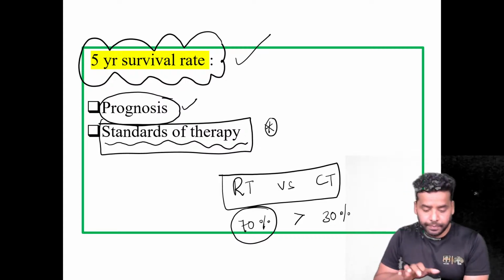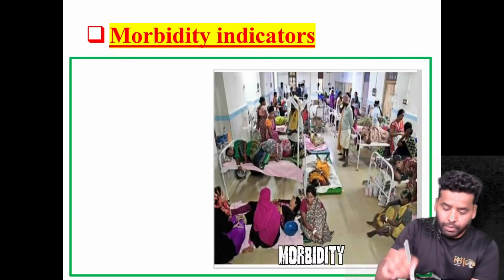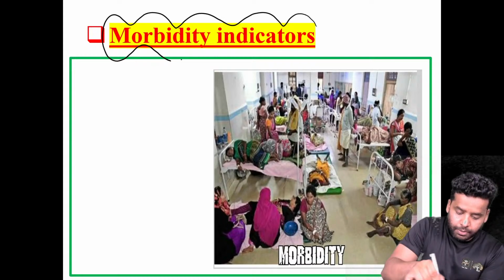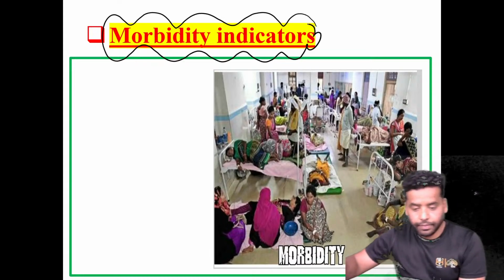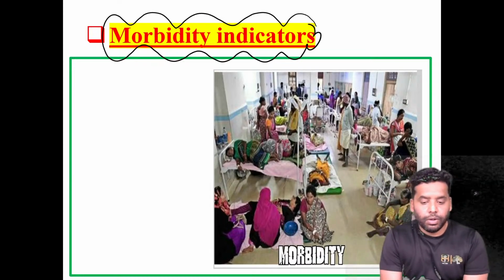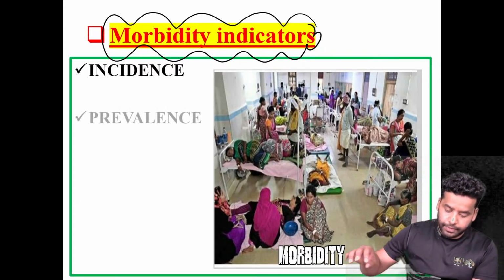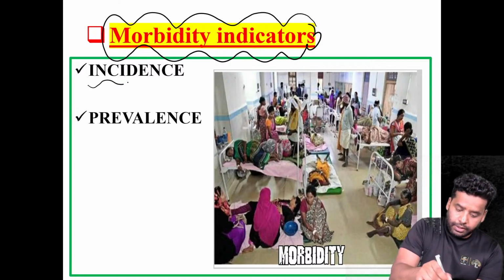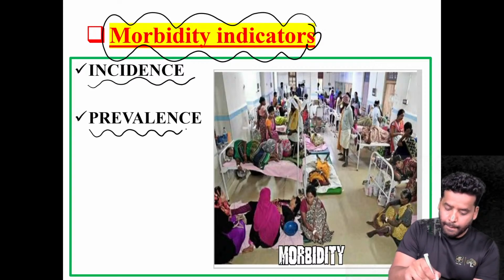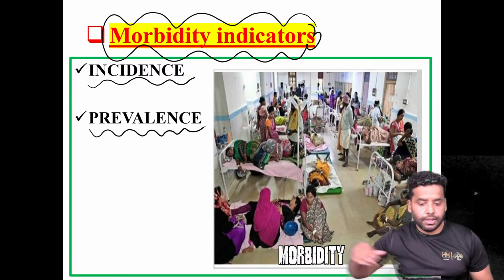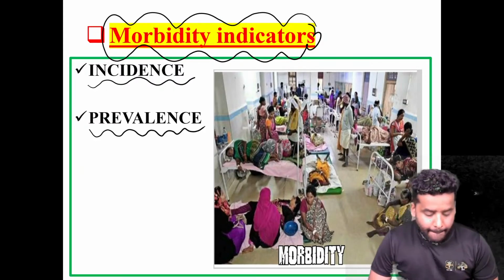Radiotherapy is better. Come to this word, morbidity indicators. Next point. Next subheading you write separately. Morbidity indicators. There are two things in morbidity. One is incidence. The second is prevalence.